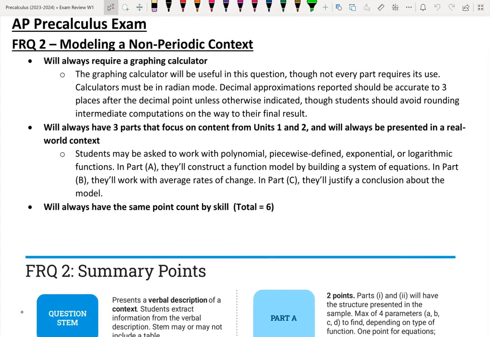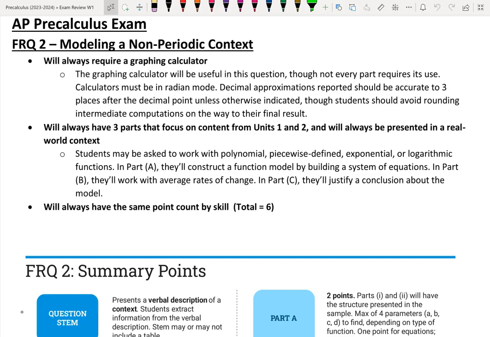So FRQ number 2, we looked at FRQ number 1 earlier this week. That was function concepts. In FRQ number 2, we're going to be looking at modeling a non-periodic context. FRQ number 2 will always be of the same structure.